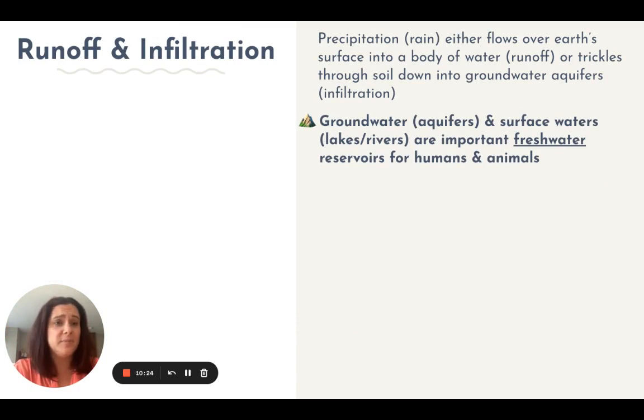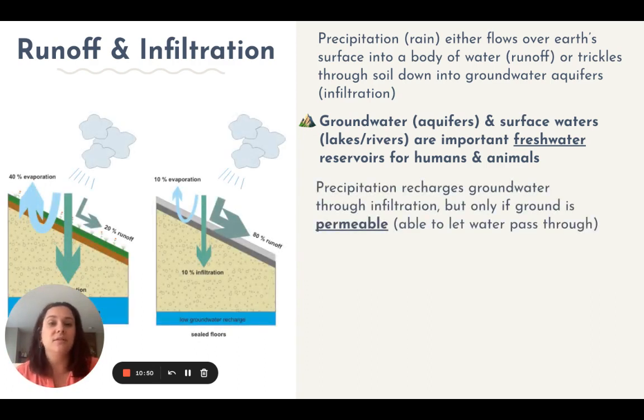All right, we know the precipitation is going to move over Earth's surface. It's going to get down into the soil. It's going to recharge our groundwater aquifers. We call that infiltration as it works its way down. And those aquifers and the fresh surface waters like lakes and rivers are really important reservoirs for humans and animals, right? The vast majority of water on Earth isn't usable for humans. So these sources where we get fresh liquid water are hugely important.